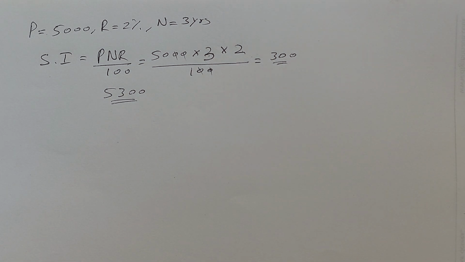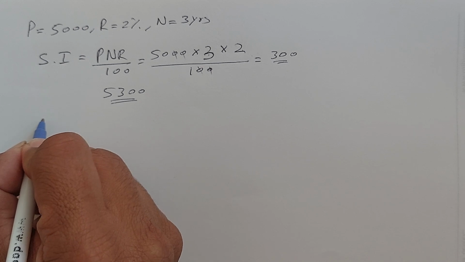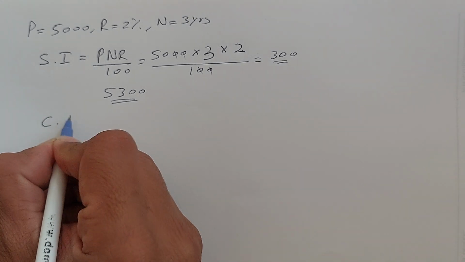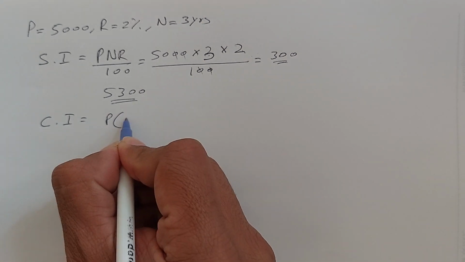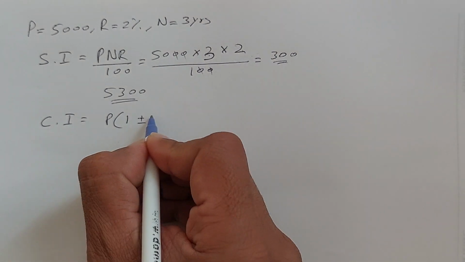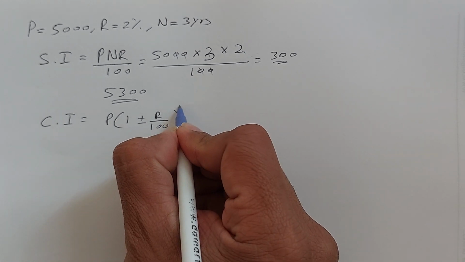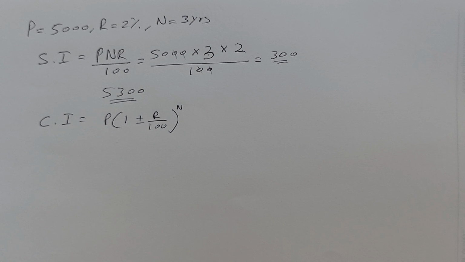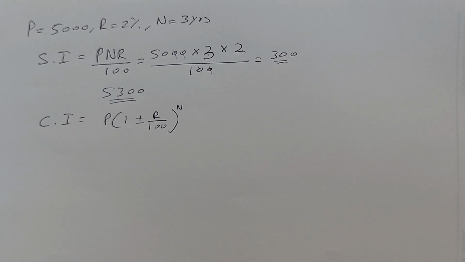Now we are working on compound interest. Now, what is compound interest? Compound interest is not that simple like simple interest. Compound interest has a formula, which is P bracket 1 plus or minus R over 100, power n. Now, you have to memorize it if you want to solve that. Now, P is the principal value. 1 plus or minus means interest increase or decrease.